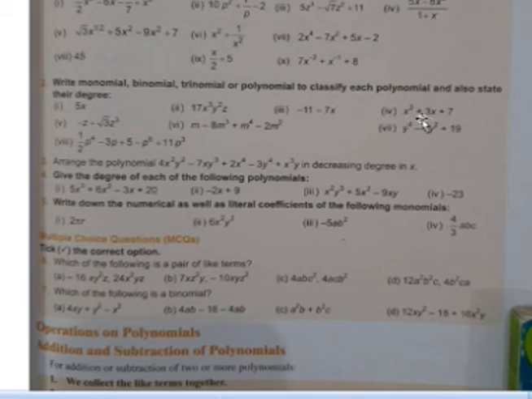And here x square plus 3x plus 7. Here we have three terms. So it is a trinomial with degree 2 because highest power of x is 2. And in fifth, it is a binomial with degree 3. And here we have four terms, 1 2 3 4, more than 3 terms. So it is a polynomial with degree 4. Highest power of m is 4.